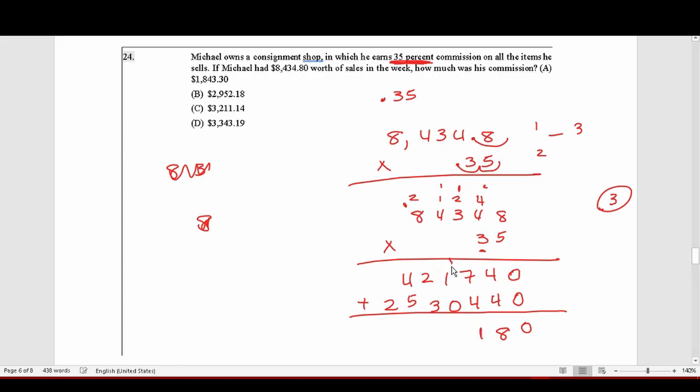Carry the 1. 1 plus 0 plus 1 is 2. 2 plus 3 is 5. 4 plus 5 is 9. 2 plus 0 is 2. Let's add our 3 decimals back in. 1, 2, 3. So we can see that this is going to be 2,952.18, which is right there. A lot of work, nothing too hard, as long as you know the tricks as to how to multiply decimals.